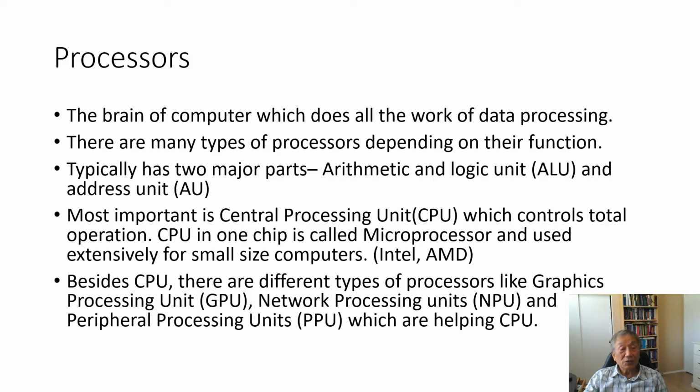Let's continue on. So processors, this is a brain, I said. It's the brain of the computer. It does all the work of data processing, or all the work of cooking, if you want to call it. And there are many types, not just one type, but as long as a unit is doing some kind of thinking, some kind of data processing activity, then it needs some form of processor. In general, it's much more complex.